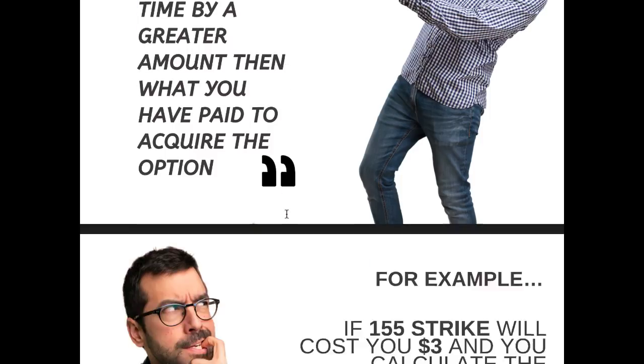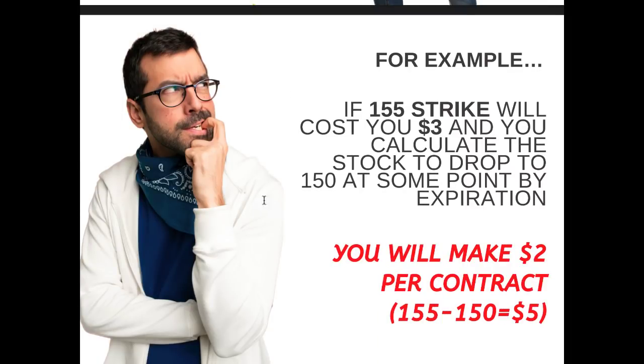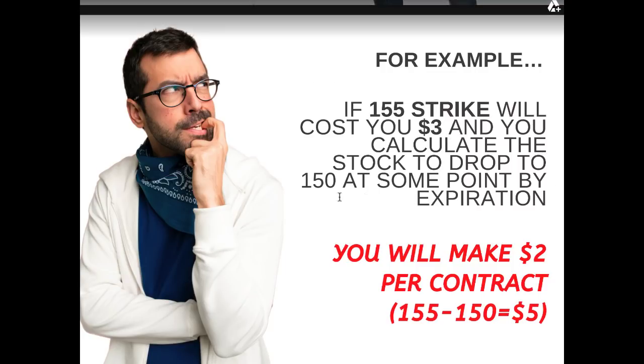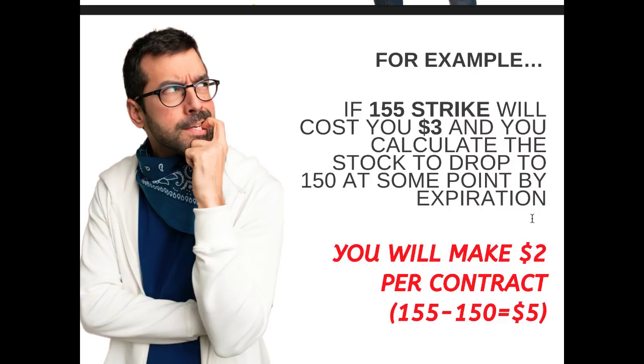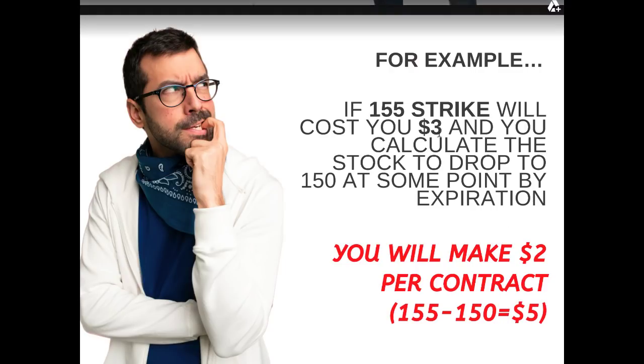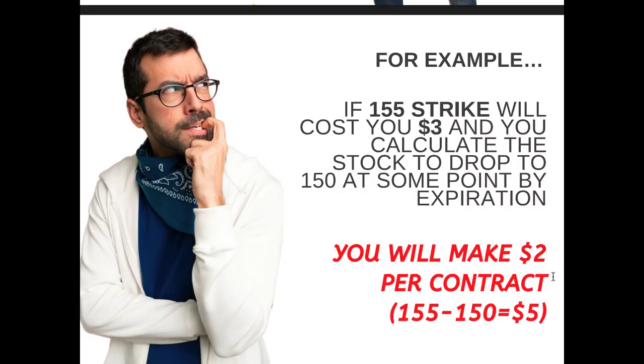So here's the breakdown to make it simple. The example is this. If the 155 strike will cost you 3 bucks and you calculate the stock to drop to 150 at some point by expiration, you will actually make roughly, let's assume that we're trading weekly options and this is the last day of expiration, the stock drops to 150, the option would be worth 5 bucks. Considering you spent $3, now you're selling it for $5, you will make a $2 profit per contract, or in other words, 200 bucks. You're investing $300 to get $500 back.